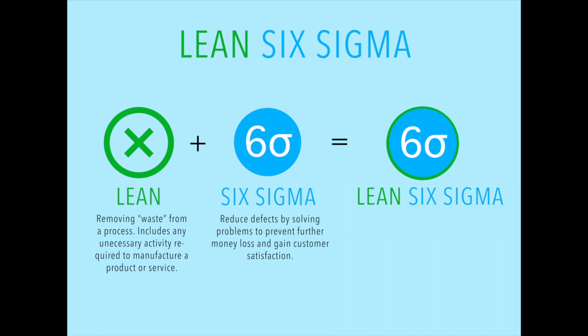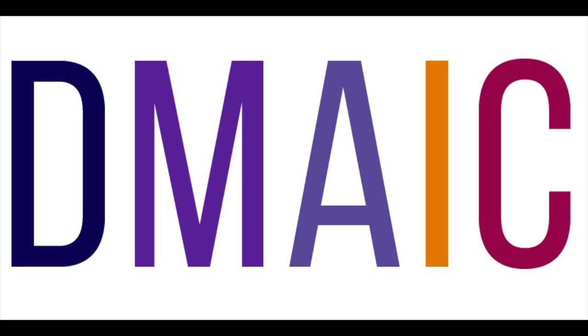Lean Six Sigma is based on common sense practices and is completed in 5 phases known as DMAIC. DMAIC is a quality strategy used to improve processes. It's an acronym for Define, Measure, Analyze, Improve, and Control.